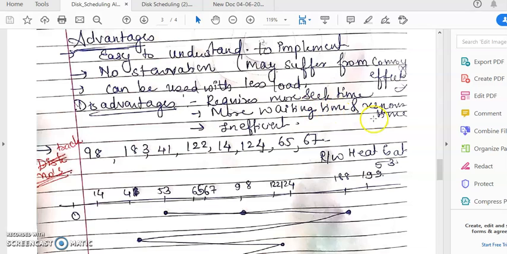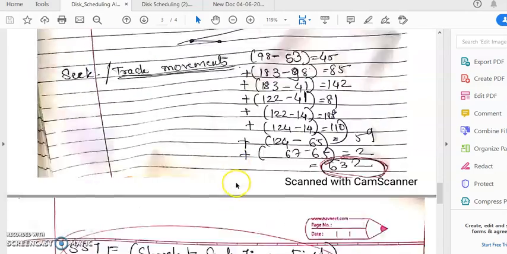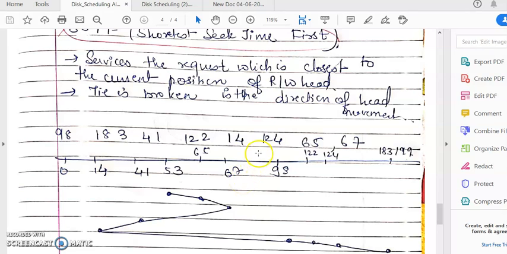More waiting time and response time, and it is inefficient. As we have seen, more waiting time. We saw the example 122, 124, and we got to know why waiting time is on a higher side, and obviously response time is also poor. And it is inefficient. So overall the algorithm is not that efficient, and I can consider it when I have less load, or if I want easy implementation, I can go for this FCFS. Then let's move on to the next algorithm.